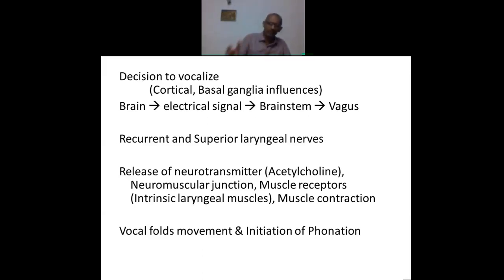The next part is again basic first year physiology: there's a release of the neurotransmitter acetylcholine, at the neuromuscular junction, muscle receptors, intrinsic laryngeal muscle, and the muscle contraction. This then causes the vocal fold movements and initiation of phonation. Again, this all must be very obvious.